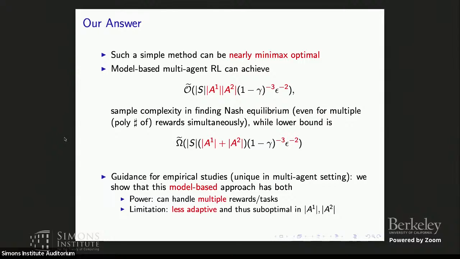This provides some guidance for empirical studies using this model-based approach: it has some power because it can inherently handle multiple rewards or multiple tasks. However, it also has some limitation in the sense that it's less adaptive, and therefore it has to be suboptimal in terms of the action space dependence.